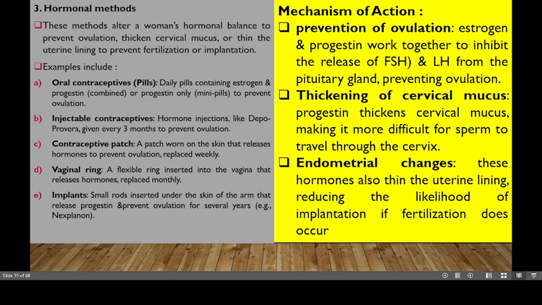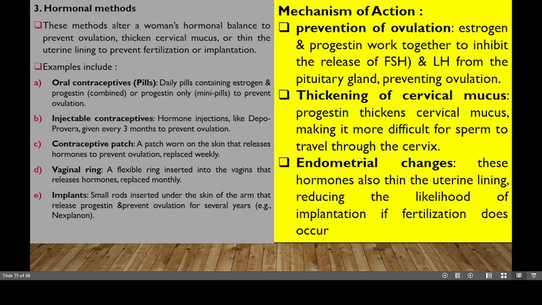Of course, we have several examples. We have the oral contraceptive pills, the injectable contraceptives, the contraceptive patch, the vaginal ring, and implants. Generally, the mechanisms of action are three.